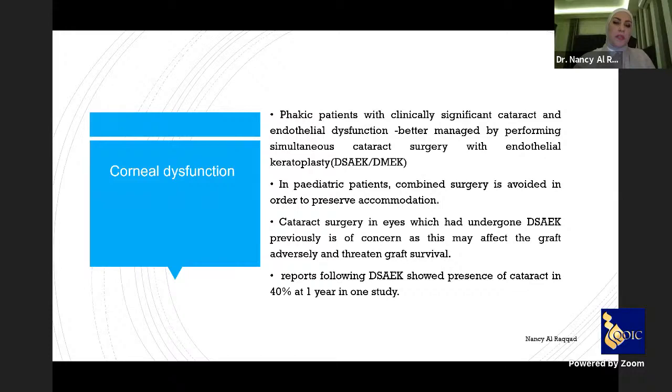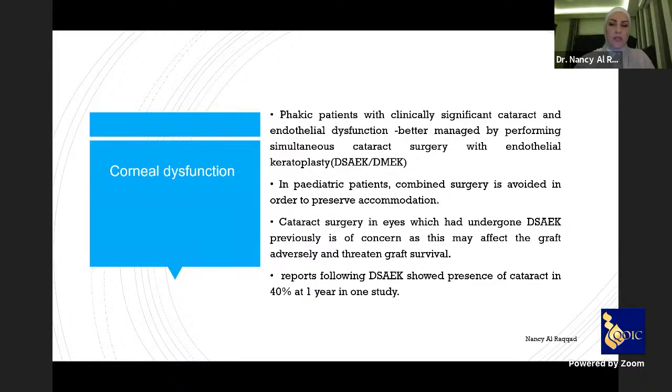What if there's corneal dysfunction? Now, phakic patients with clinically significant cataract and endothelial dysfunction are better managed by performing simultaneous cataract surgery with the endothelial keratoplasty, whether it's a DSEK or a DMEK. In pediatric patients, we avoid combined surgery because we have to preserve the accommodation.